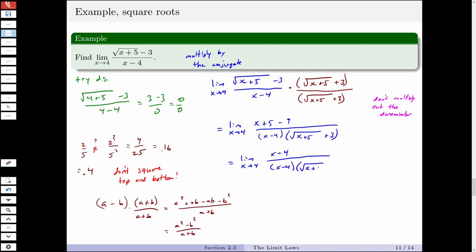And now I have this nice x minus 4 factor in the numerator and in the denominator. Cancel them away. So we just have the limit as x approaches 4 of 1 over the square root of x plus 5 plus 3. Now use direct substitution. And we get 1 over the square root of 4 plus 5 plus 3. 4 plus 5 is 9. Square root of 9 is 3. So we get 1/6. All right.